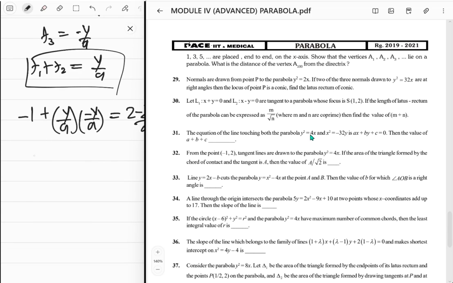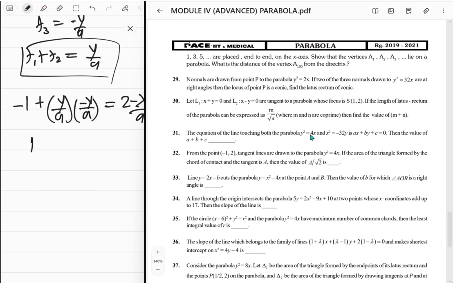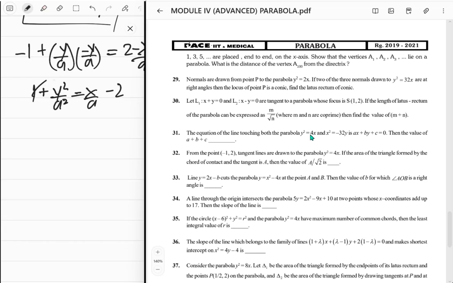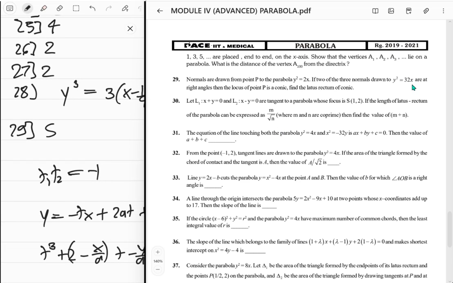So, right, 1 plus y squared upon a squared is equal to x upon a minus 2. Right, so minus 3 right there. So y squared is just equal to a times of x minus 3a. That should be the thing. Cool, so that's the locus. Right, so P is a conic. Find the latus rectum of the conic. A, right? In this case, A was 8. So that is the answer. Next question, 30.